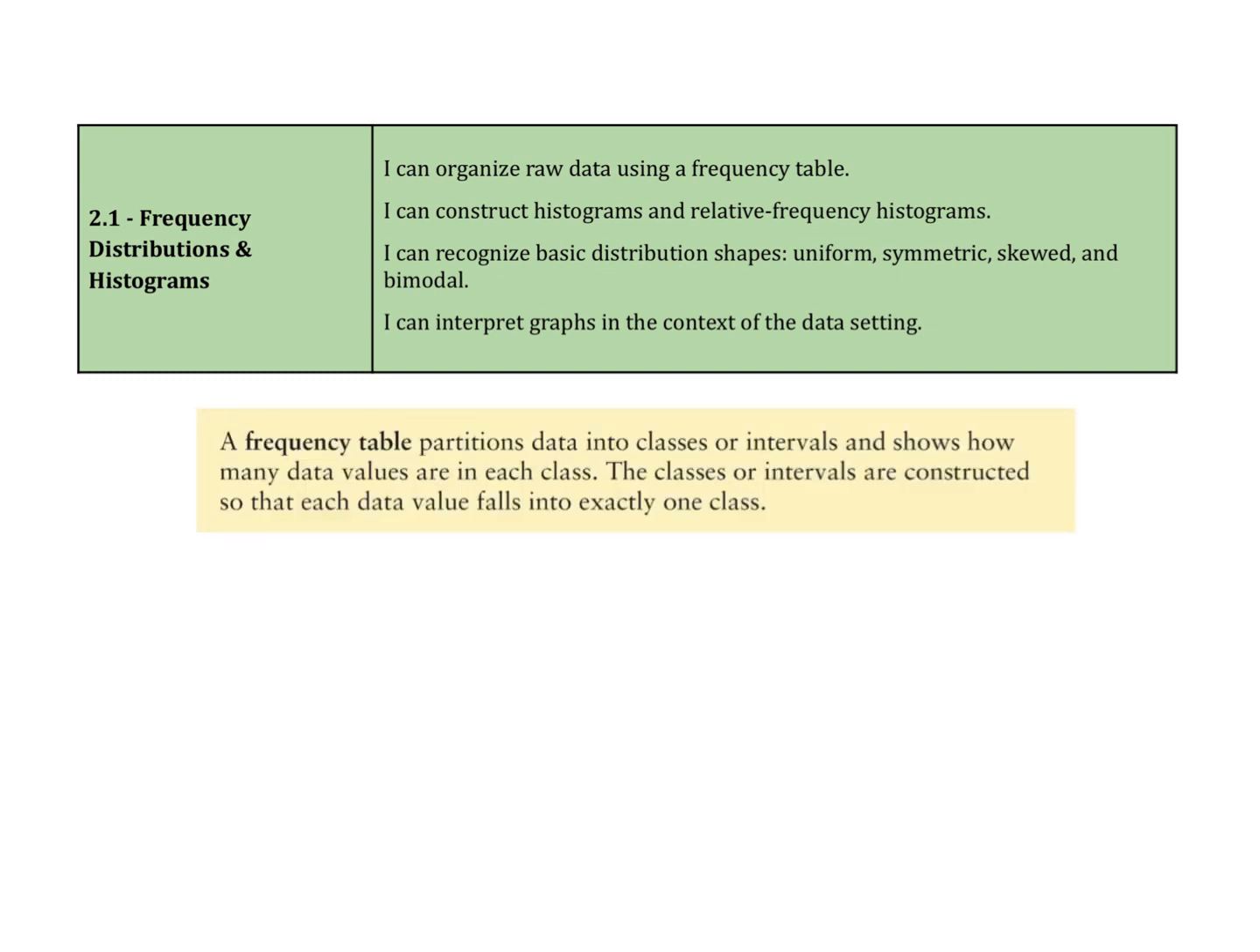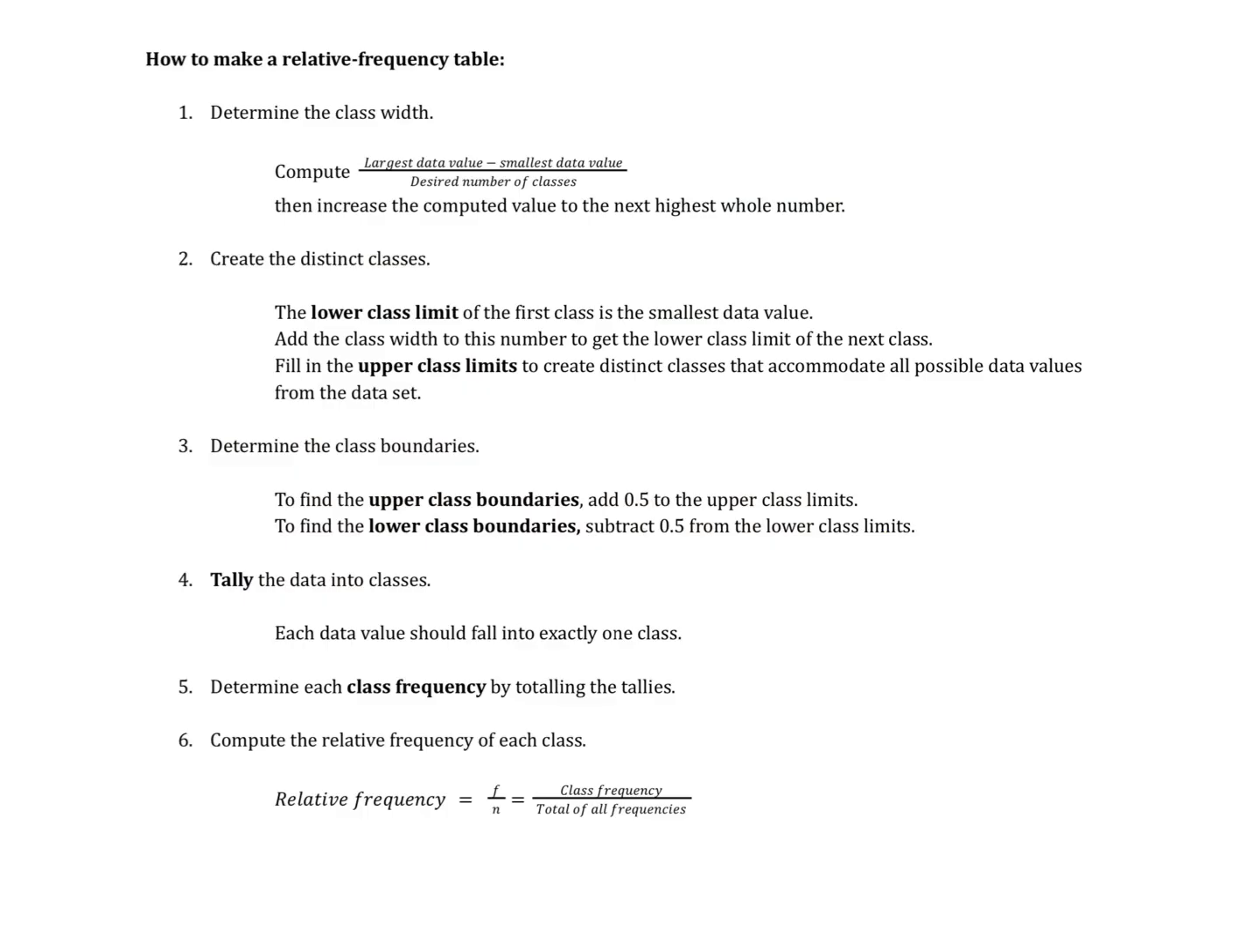A frequency table partitions data into classes or intervals and shows how many data values are in each class. The classes or intervals are constructed so that each data value falls into exactly one class. Here are the steps to making a frequency table, and I'll go over these in detail with an example. We're going to determine the class width, which is the width of each interval. We'll create the distinct classes, determine class boundaries, tally the data into classes, determine each class frequency, and then compute their relative frequencies, which we'll use for the relative frequency histogram.